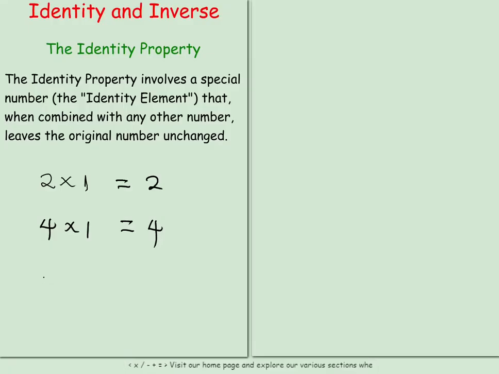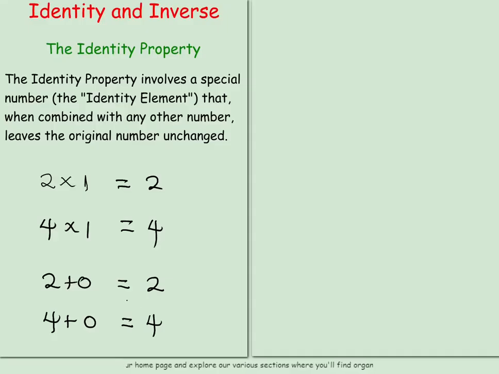The same way, if you are to add 2 to 0, what happens? You still have your 2. If you are to add 4 to 0, what happens? You still have your 4. So when it comes to multiplication, if we multiply any number by 1, we still get the same number. And when it comes to addition, if we add any number to 0, we still get the same number.